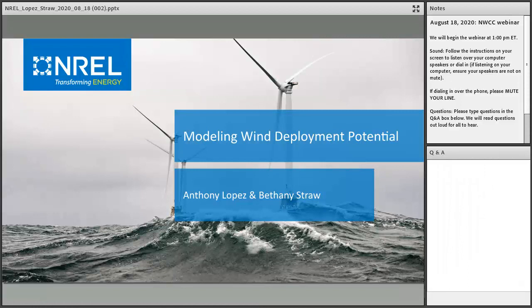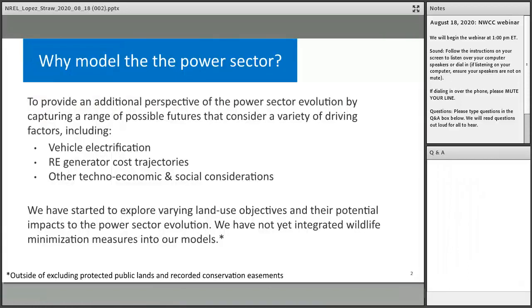Today I'll be discussing two soft link models that aim to better represent the power sector evolution. Probably the first question you ask is, why model the power sector? It's a fair question, and it is to provide an additional perspective of the power sector evolution, with an effort to capture a range of possible energy futures. This includes looking at a variety of factors.